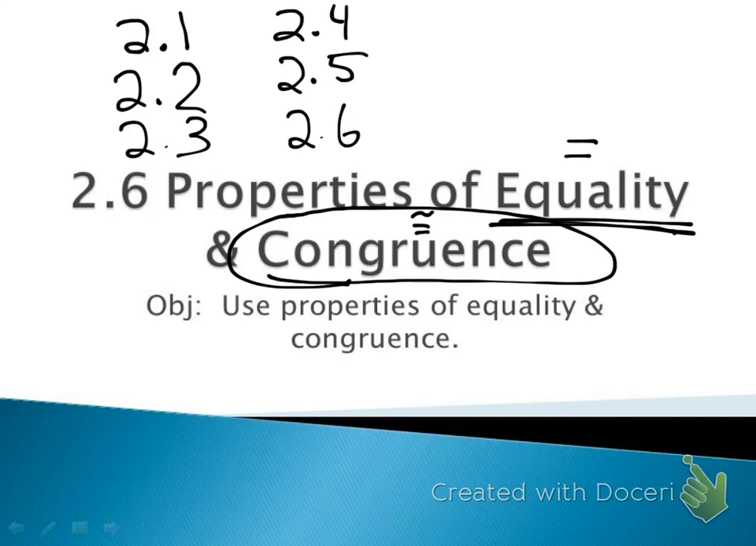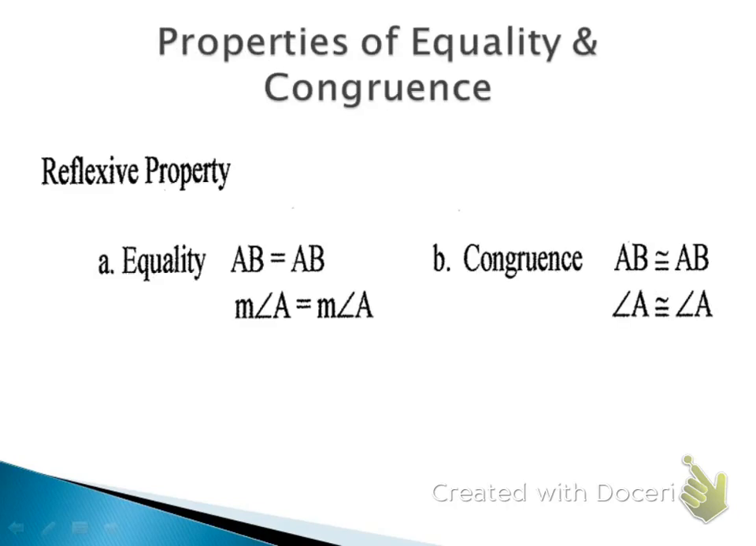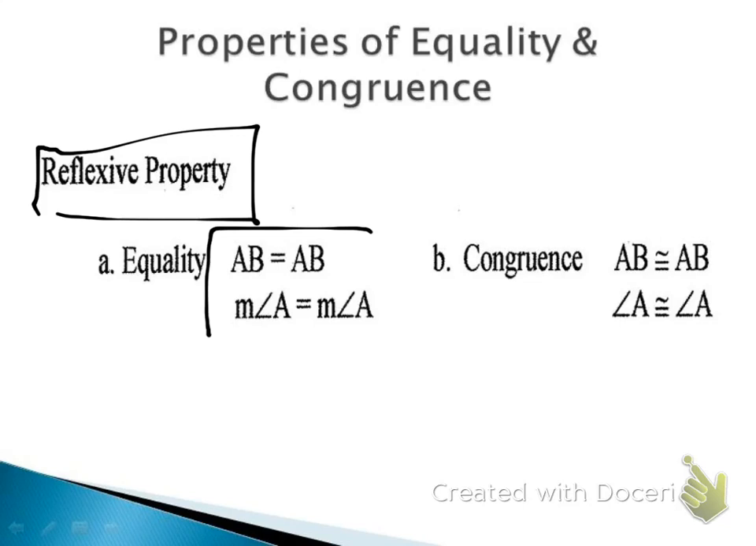All right, let's get going with today's notes then. Here's the first property. This is a property of equality and congruence. You can tell it's equality when it has an equal sign. It's congruence when it has a congruency symbol in there. So I want you to just write part A. So you're going to write this. This is the reflexive property. And then this is the reflexive property right here.